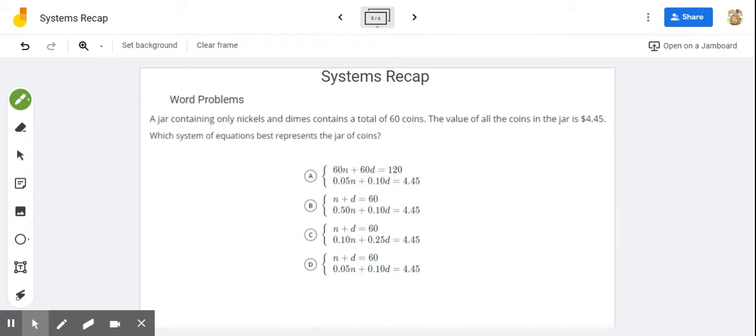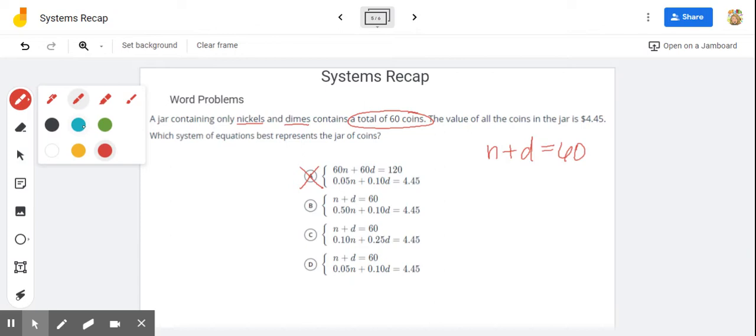So please, please, please pay attention to what the question is asking. Again, remember, you're going to set up an equation. So you may want to pull some information out of here. For instance, it says a jar contains only nickels and dimes, and you have a total of 60 coins. So if I take my nickels plus my dimes, I will have 60 coins. So already I can X out letter A because that equation is not in the setup whatsoever.